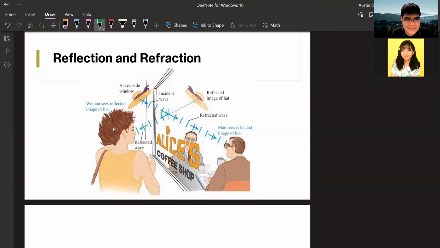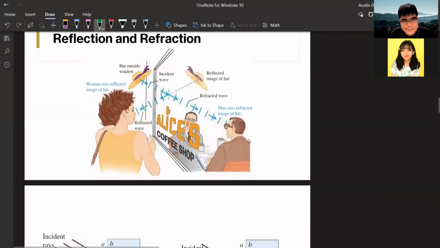Tapos nilipad yung hat ni ate girl. So, yung hat mo, meron siyang light rays na binibigay. Okay? And those light rays would bounce off the mirror, and that bounced off light is what we call the reflected light. And then, yung nag-pass through would become the refracted light. Okay? So, si ate girl, makita niya would be the image of the hat.